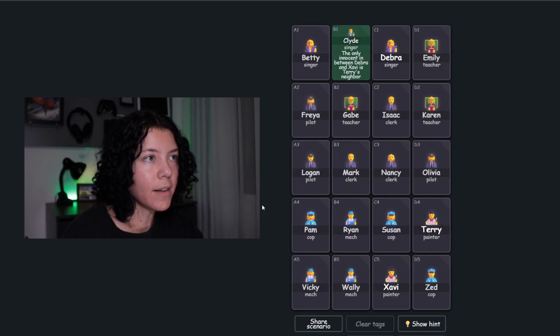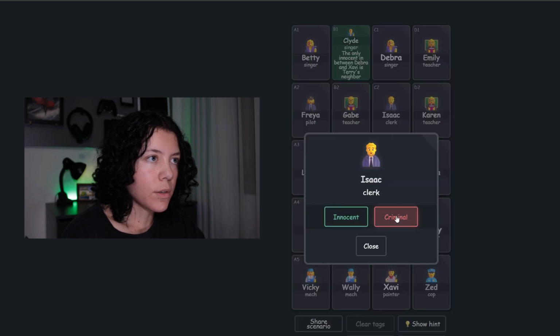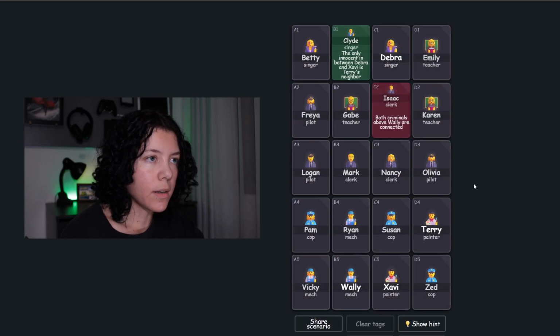So, Clyde is telling us that the only innocent in between Deborah and Zavi is Terry's neighbor. Lots of names here. Deborah is here, Zavi is here, and Terry is here. So the only innocent in between Deborah and Zavi is Terry's neighbor. So we know that Isaac is a criminal. Now Isaac is telling us that both criminals above Wally are connected.